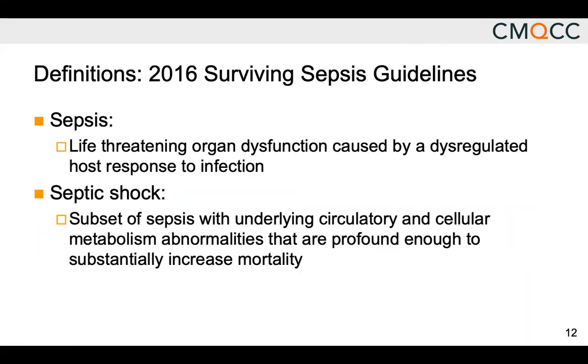Previous definitions, including the 2016 Surviving Sepsis Guideline, define sepsis as a life-threatening organ dysfunction caused by a dysregulated host response to infection. It also defines septic shock as a subset of sepsis with underlying circulatory and cellular metabolism abnormalities that are profound enough to substantially increase mortality.